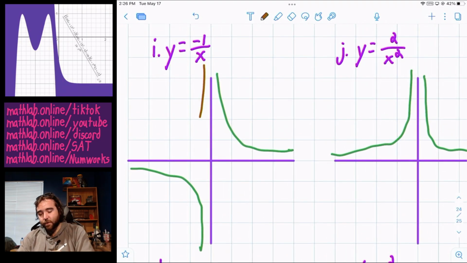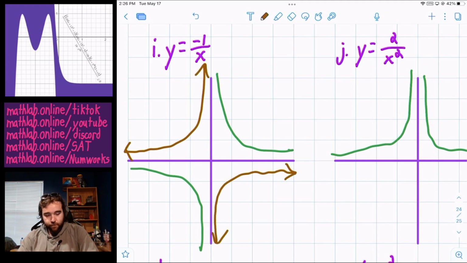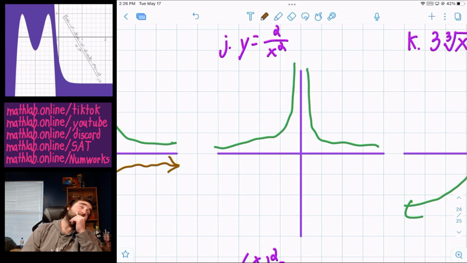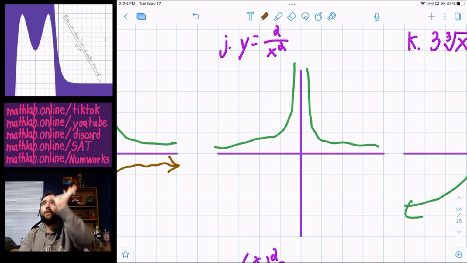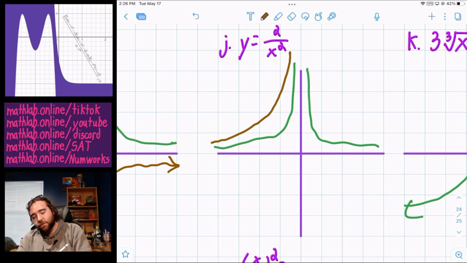Negative, it's just going to flip it all upside down. So that bottom one is going to flip up here. That top one is going to flip down here. 2 times x squared, so it's a 2 on the outside. So we're multiplying all the y values by 2. So it's going to pull it out more.